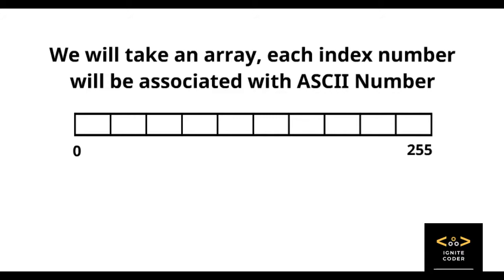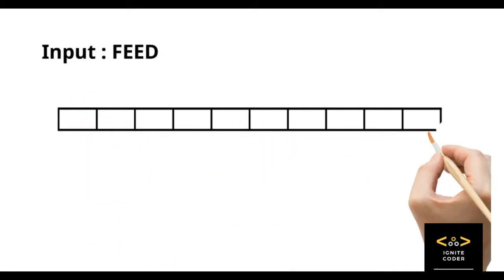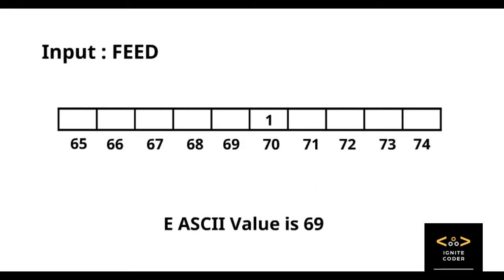Let's take an example and understand the solution. For the input feed, f has ASCII value 70, so we increment it to 1. When you check the value 69, that is e, we keep on incrementing it as many times as it is repeated. At first we took the f, its ASCII value and corresponding index number, and incremented the value. Same for the e. When you use the increment operator, it automatically reads the previous value and increments it by 1. This is half of our solution.